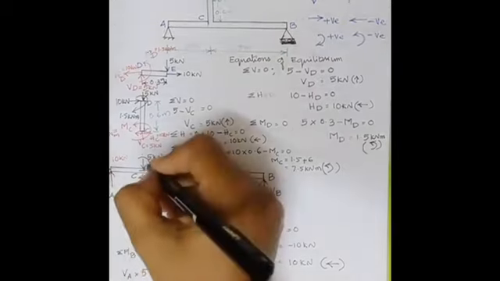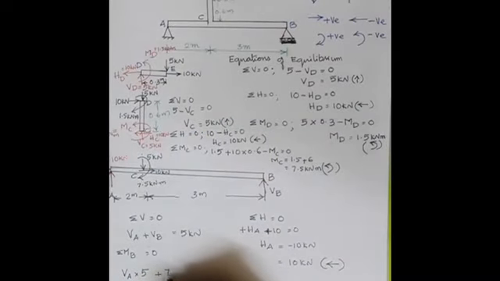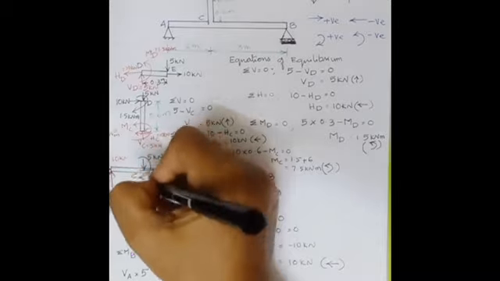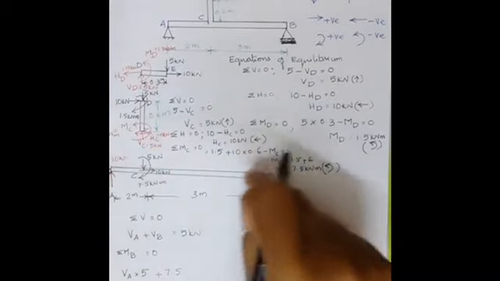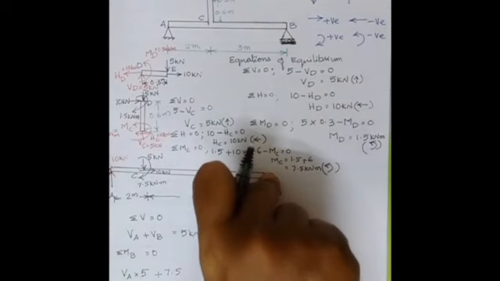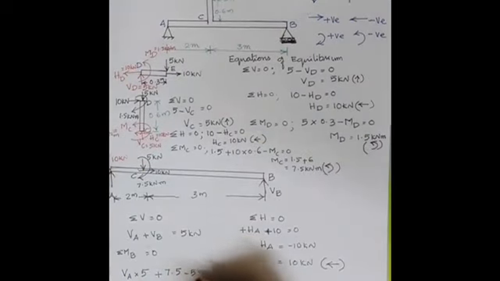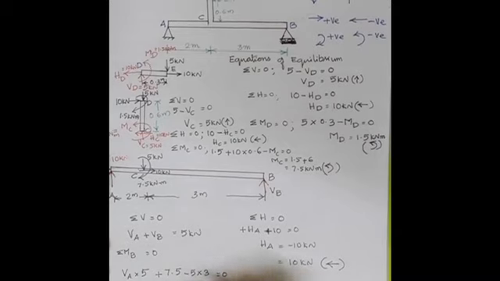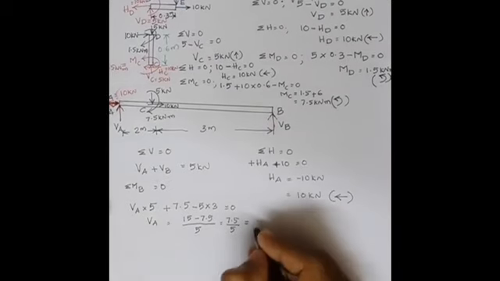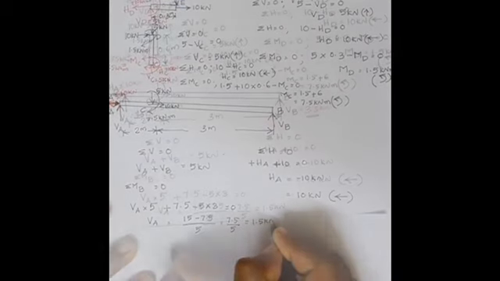Okay. Now this clockwise moment, so plus 7.5. Then 5 is acting downwards. This 5 is trying to rotate this member CB about B in the anti-clockwise direction. So minus 5 into 3 equal to 0. So we can write VA is equal to 15 minus 7.5 divided by 5. That is 7.5 by 5, which is equal to 1.5 kilonewton.